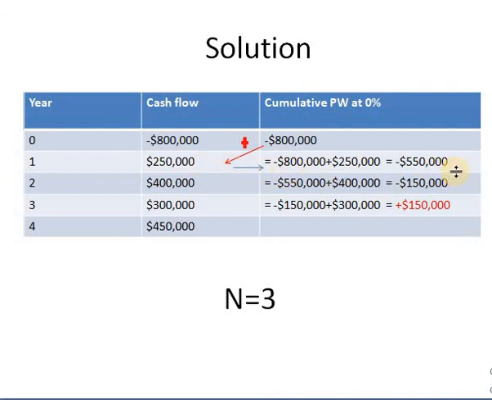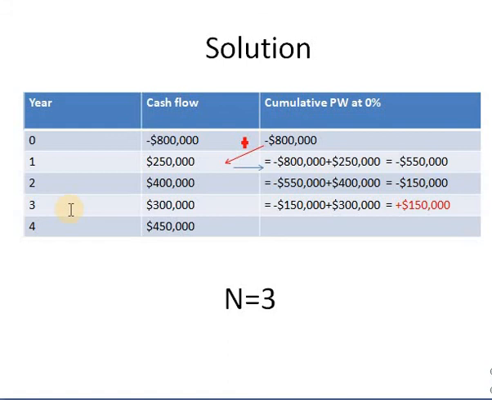Then I will just add to it the $400,000. The final answer will be minus $150,000. Then I will add the $300,000. I will get a positive value which is equal to $150,000. So what did I do? I just summed up the values that I got in the table, and I will see at which year will I start getting a positive number.